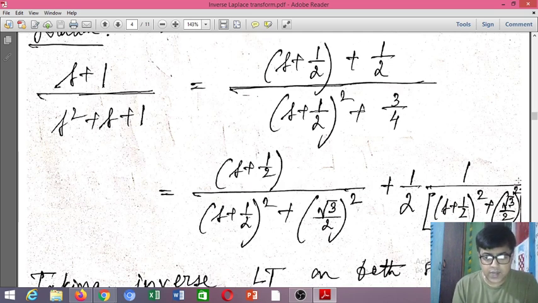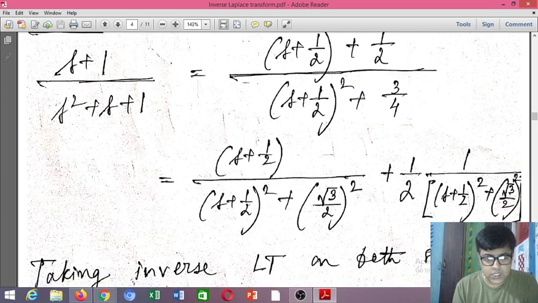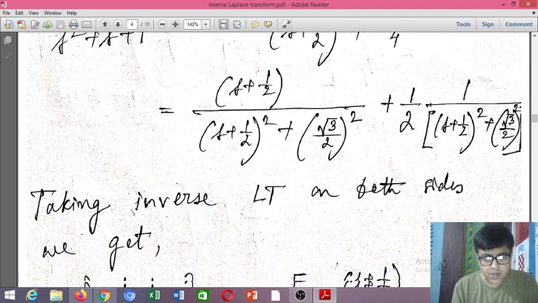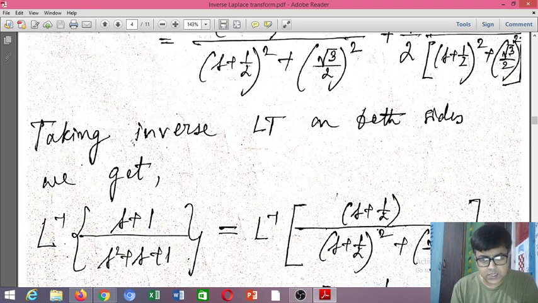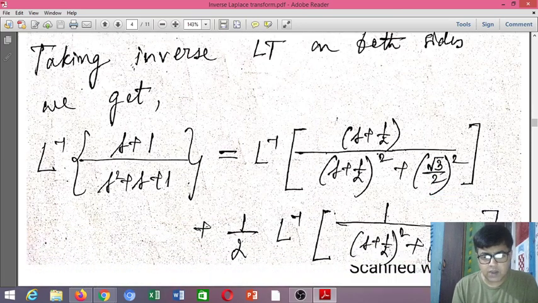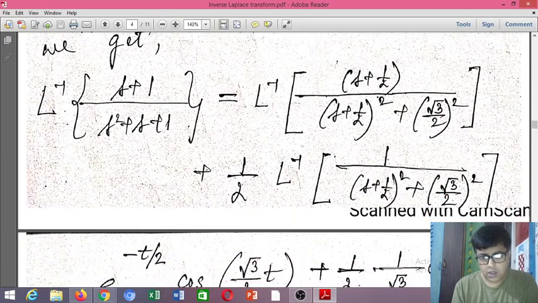So now if you take the inverse Laplace transform on both sides, you apply the linearity property, so it will be L inverse of this plus half into L inverse of this, and that's what I would write here in the next step. Now what is L inverse of this part? s plus half divided by s plus half whole square plus root 3 by 2 whole square. So it is of the form s by s square plus a square.